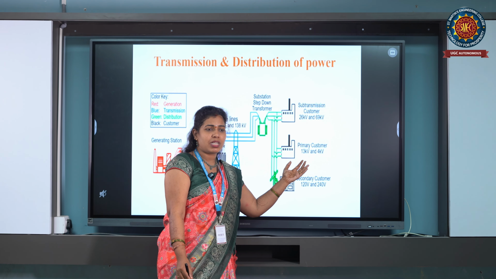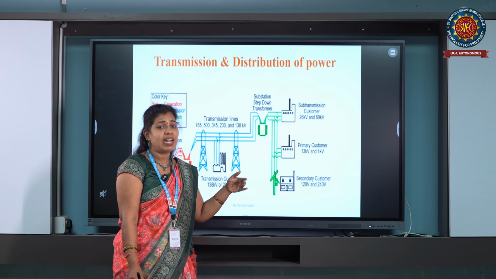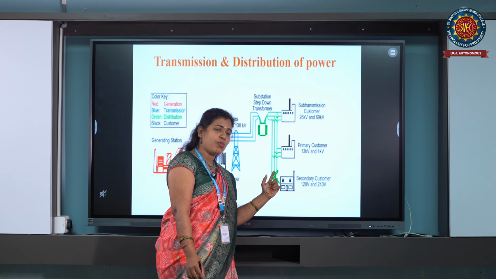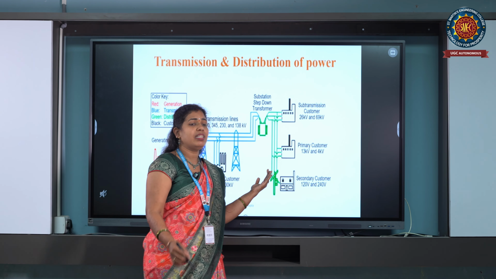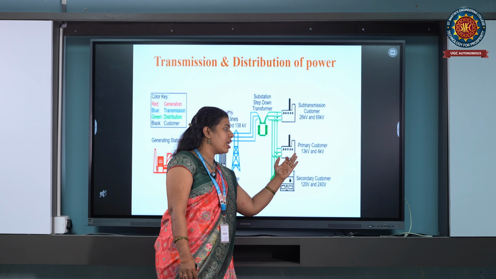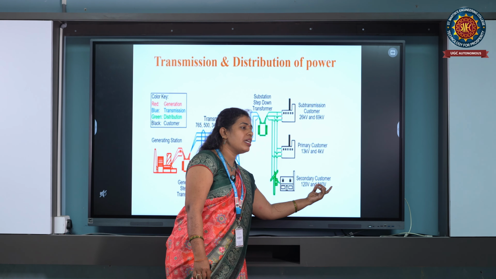In the local substations, the energy will be stepped down to 11 kV or 4 kV. That 4 kV will be distributed through the distribution lines to the transformer located nearer to the house. In that transformer, the 11 kV or 4 kV voltage will be stepped down to 120 volts and 240 volts.